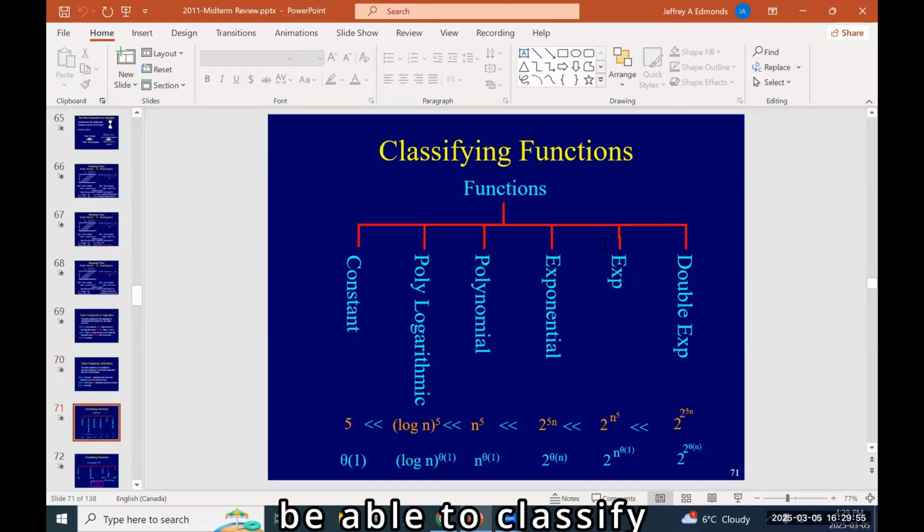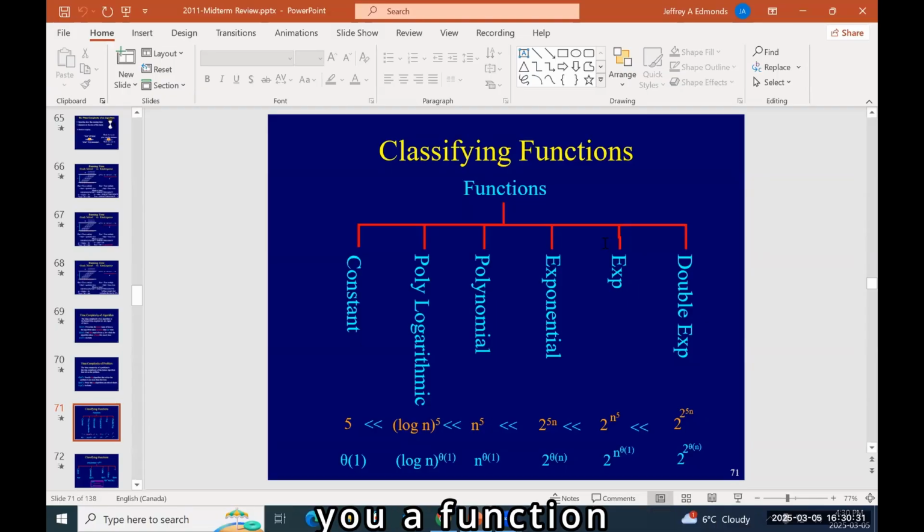It's good to be able to classify these functions, right? Constant functions. I call these polylog, log to some constant. This here is polynomial, n to some constant. This one's 2 to some constant times n, so it's exponential. This one is a bigger exponential, 2 to a polynomial, and double exponential. So you should appreciate these classes.